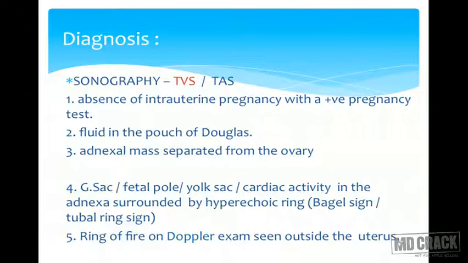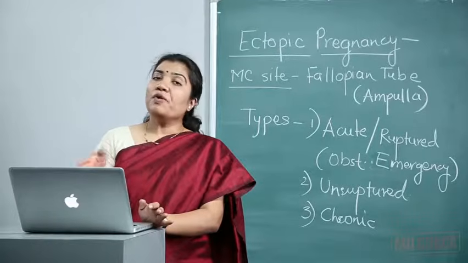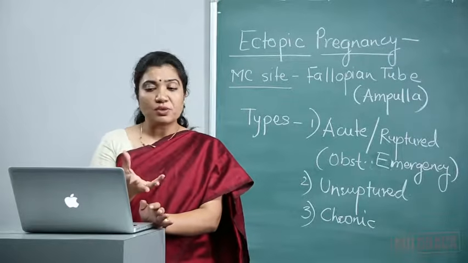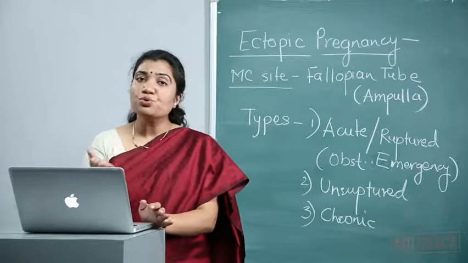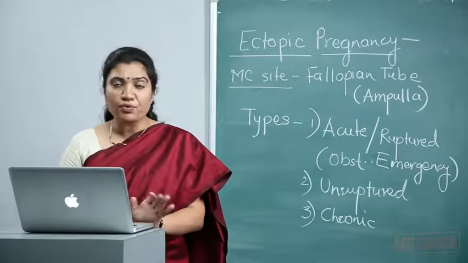This ring of fire on Doppler examination seen outside the uterus is again a good sign, a good test to confirm that we are dealing with ectopic pregnancy. TVS along with beta-hCG increases the sensitivity. We can confirm the diagnosis by using these two tools together. But laparoscopy is the gold standard for diagnosing ectopic.